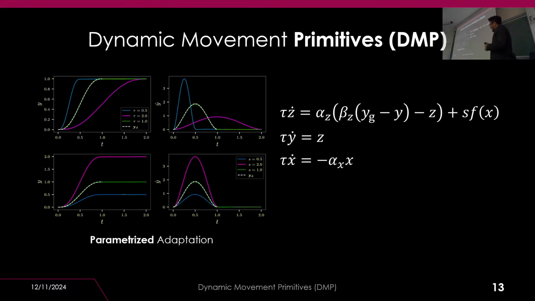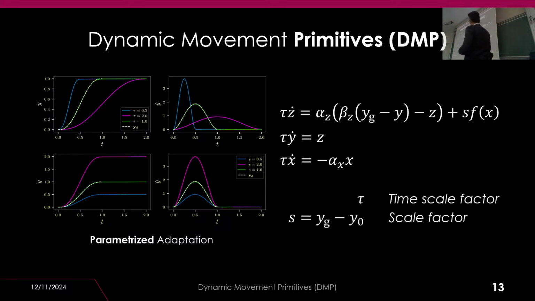Now, dynamic movement primitives are parametrized by nature, since they use both the tau as the time scale factor that either slows down or speeds up the reconstruction of a system, and the scale factor that adapts the dynamics based on the initial and goal conditions. So, adaptable, parametrized adaptation.